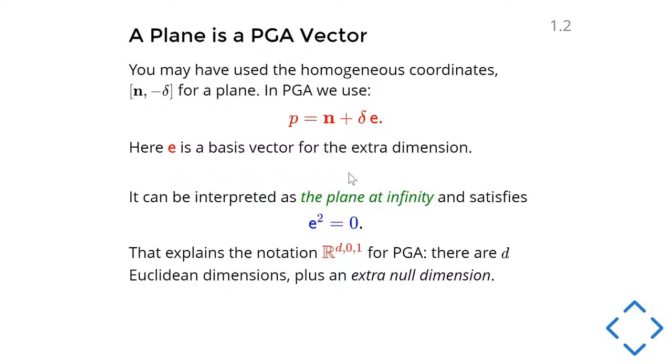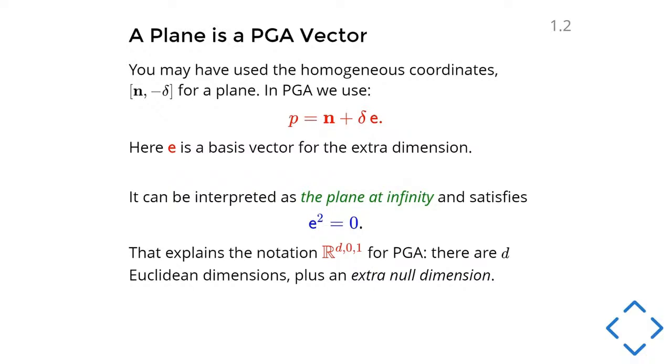As we work through this, we find that it is very convenient to define e squared to be zero. So it's again one of those geometric numbers, and in formula after formula we will find out that this is actually like the plane at infinity. And you sort of see that here. If I let d, the delta, become very big, so I have a plane at very large distance from the origin, then this term dominates, and so e is like a plane at infinity.